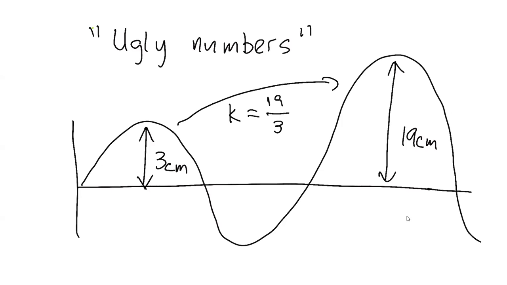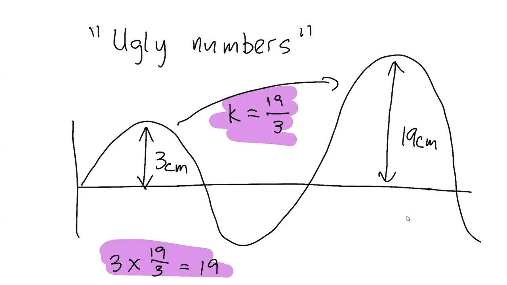In other words, if I took the 3 and I multiplied it by 19 over 3, that's going to give me 19. So I had to multiply 3 by 19 over 3 to get to 19. Cool, so that's my K factor. Then you can say, what is your K squared factor? So now you can ask yourself, well, if K is 19 over 3, what is K squared? 19 over 3 squared. Correct, 19 over 3, and that's squared.